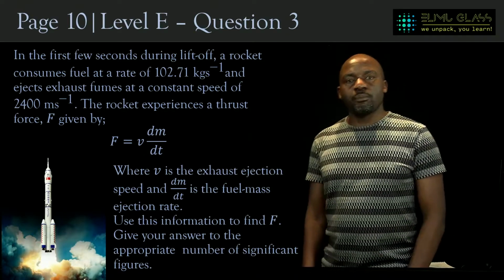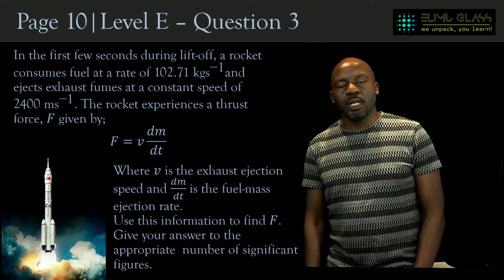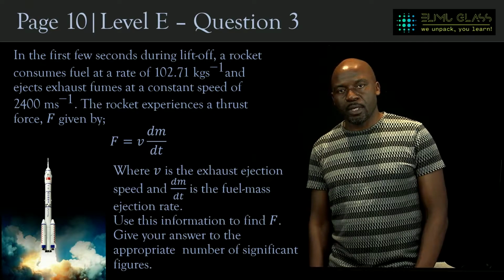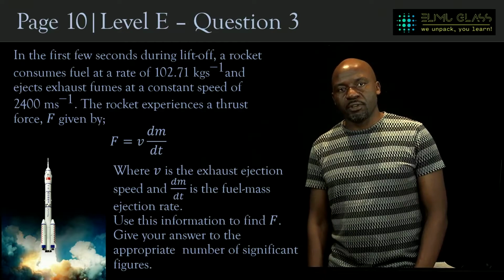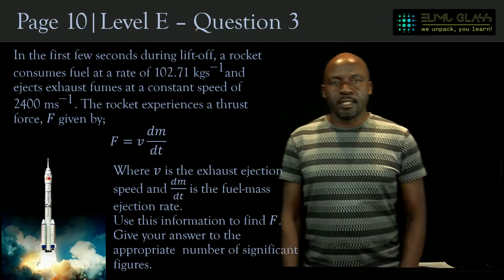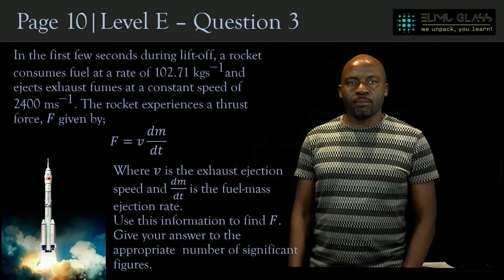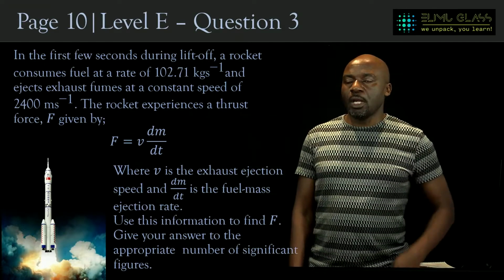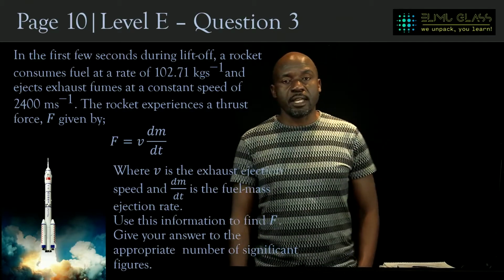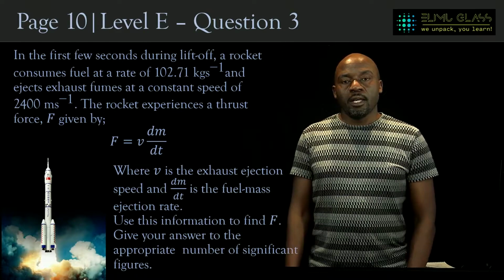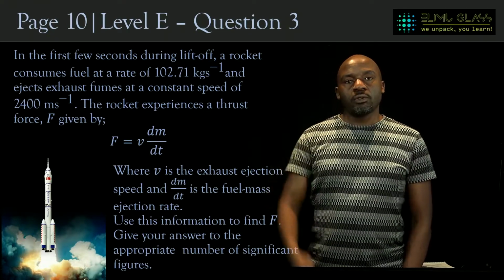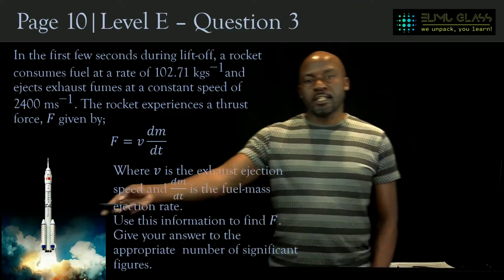All right, and this is on page 10 of the eWorkbook, level E questions, and question number 3. In the first few seconds during liftoff, and it's as well we are discussing this now, NASA was about to send its rocket, Artemis I think it's called, to the moon, but there were some issues, so it did not go through. So it's good we are looking at this question because it's related to the sort of thing going on currently.